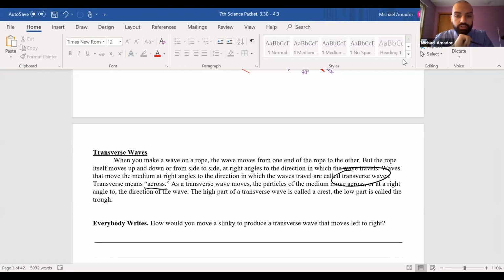The high part of a transverse wave is called a crest. This is also important. And the low part is called the trough. Trough sounds like this, T-R-O-F-F. That's how it sounds, but it's spelled with an O-U-G-H, trough.